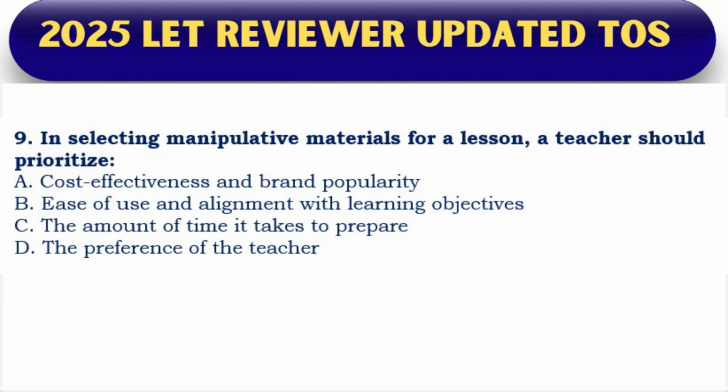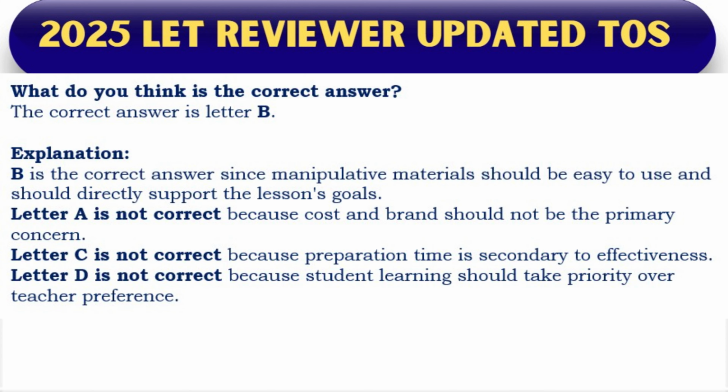9. In selecting manipulative materials for a lesson, a teacher should prioritize A. Cost-effectiveness and brand popularity. B. Ease of use and alignment with learning objectives. C. The amount of time it takes to prepare. D. The preference of the teacher. What do you think is the correct answer? The correct answer is letter B.